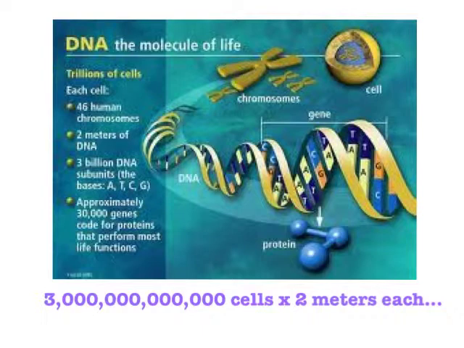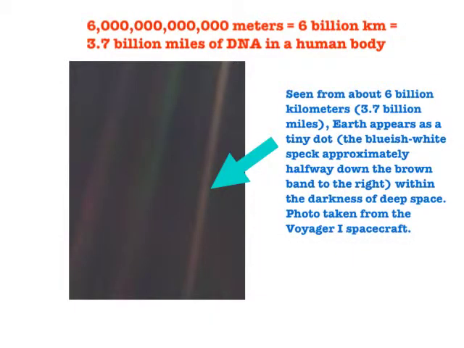So if you think about it, this number I have written down at the bottom, there's about 3 trillion cells, just taking an average number. And there's about 2 meters of DNA in every single one of those cells. How long is that? Well, it's about 6 trillion meters, or 6 billion kilometers, which ends up being about 3.7 billion miles of DNA in a human body. That's in every single human body. In you right now, 3.7 billion miles of DNA.